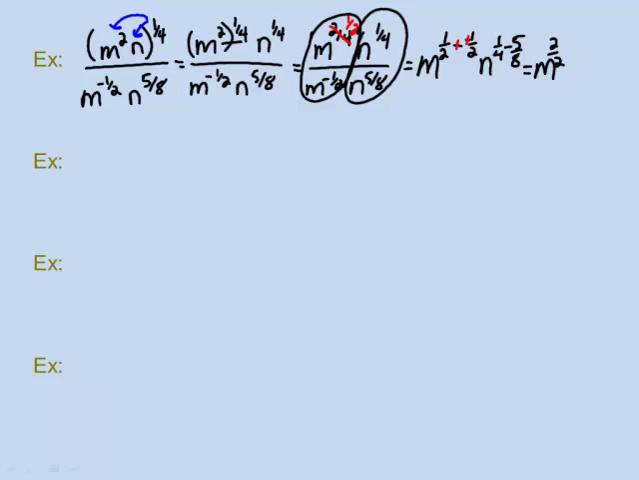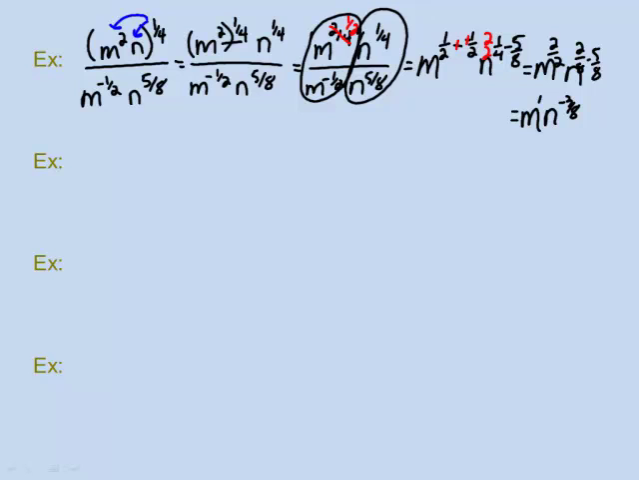And we need a common denominator, so we need a denominator of 8, so we're going to build up that first fraction, which is going to give us n to the 2/8 minus 5/8, which now gives us m to the 2 divided by 2 is 1, so m to the first. N to the 2 minus 5 is negative 3/8.